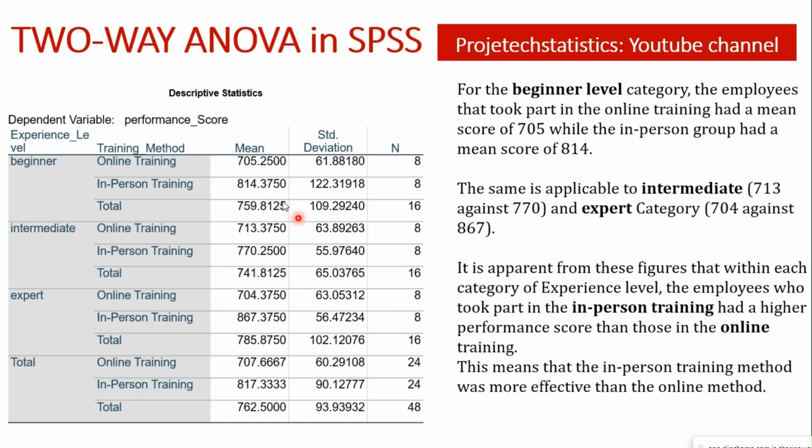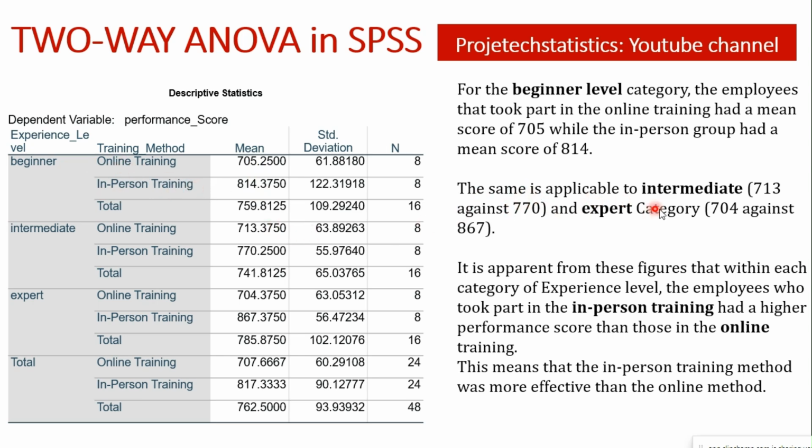So I am now in PowerPoint. This is our descriptive statistics. Here for the beginner level category, the employees that took part in the online training had a mean score of 705, while the in-person group had a mean score of 814. So we see that the people that took part in the in-person training had a higher performance score than people that took part in the online training.